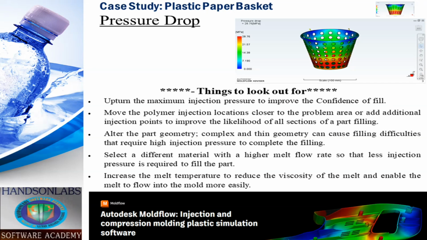Now thirdly, alter the part geometry. Complex and thin geometry can cause filling difficulties that require high injection pressure to complete the filling. Then again, you can also select a different material with higher melt flow rate so that less injection pressure is required to fill the part. Then also you can increase the melt temperature to reduce viscosity of the melt and enable the melt to flow into the mold more easily.